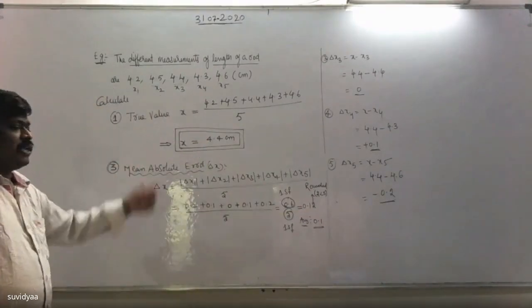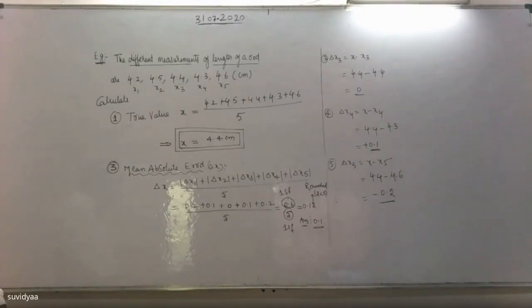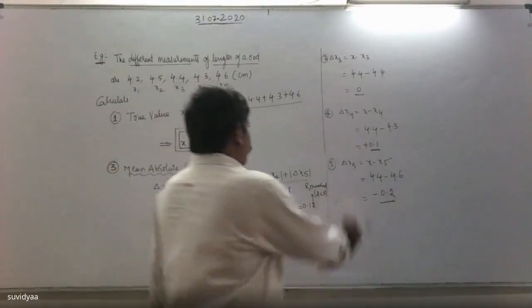Okay, mean absolute error. Understood? No? So in mean absolute error, what is the answer we got? That is 0.1. Next, coming to the third one, the fourth question.